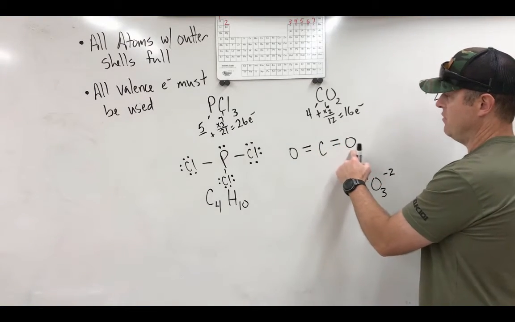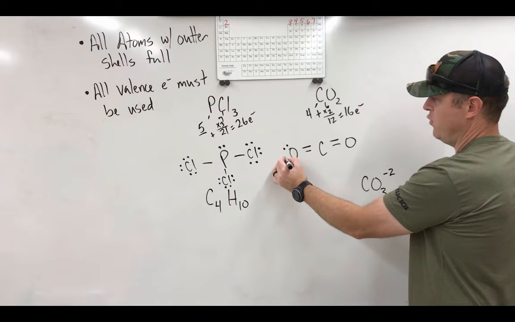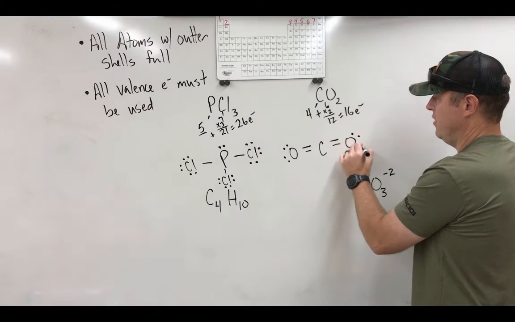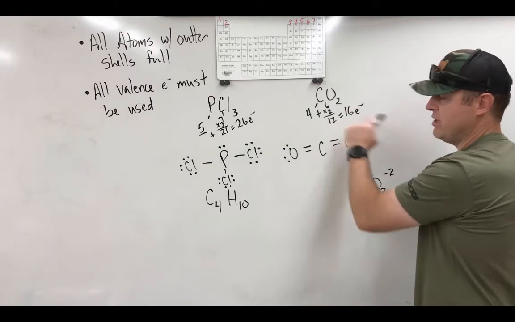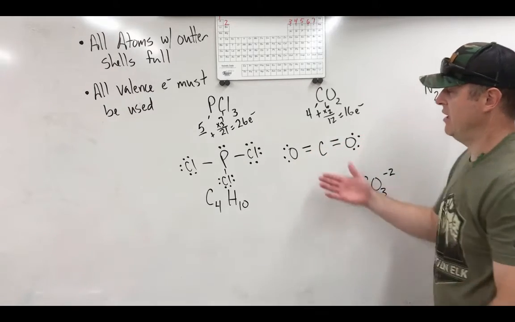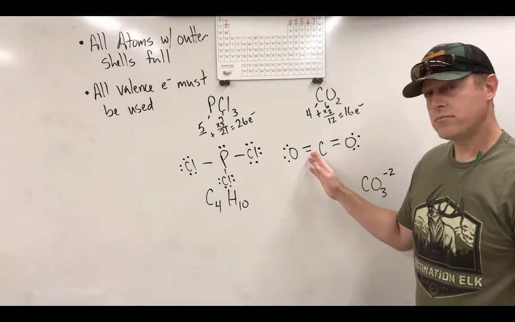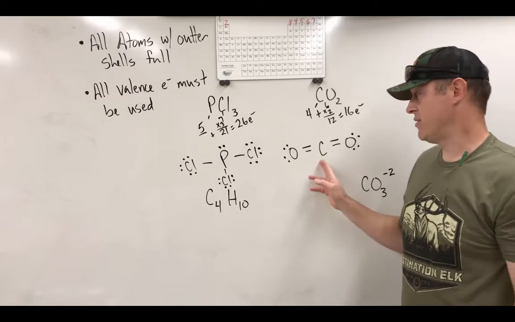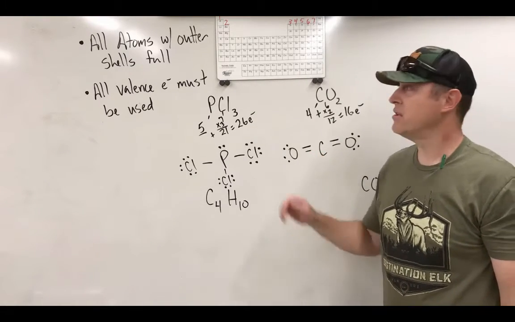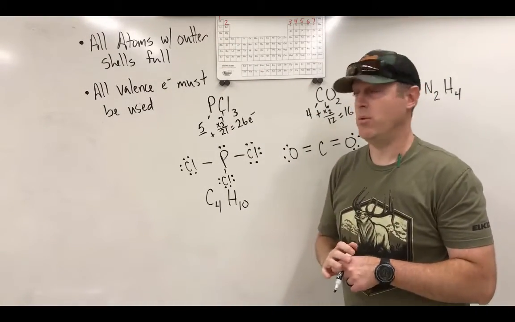Okay, and so each of these oxygens, they need 8 themselves. So we need to put 4 more around the outside for them to be happy. And we're going to double check that we have 16. 2, 4, 6, 8, 10, 12, 14, 16. This is what carbon dioxide would look like. Okay, so these are double bonds between these carbon and oxygens to satisfy both of these rules. So that's when we would need a double bond.